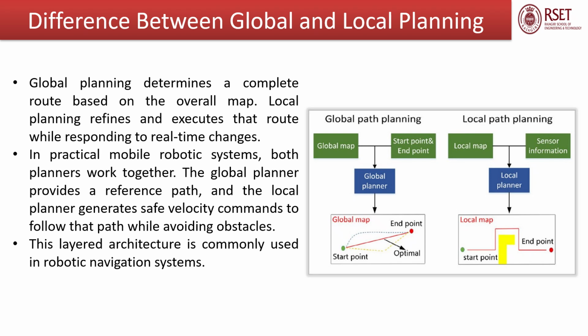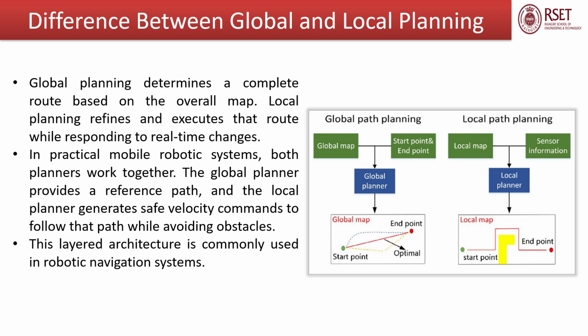Now we'll see the difference between global and local planning. The figure shows a comparison between the two types of planning. At the top level, the global planner computes the overall path from start to goal using the map. Below it, the local planner refines that path by generating velocity commands based on real-time sensor data. Global planning gives the answer for what is the best route overall. Local planning answers how should I move right now.